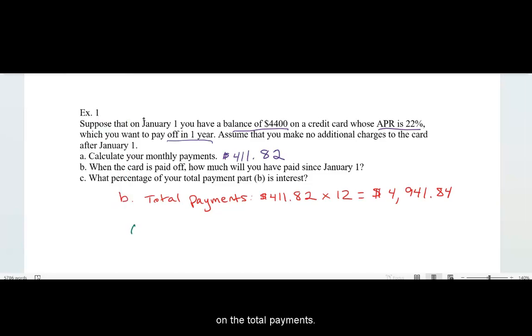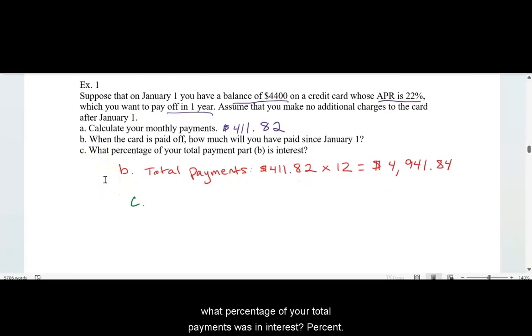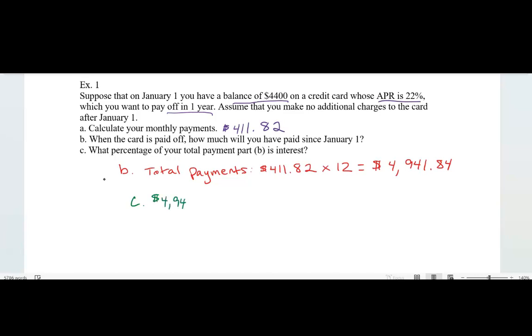All right, so that's how much we spent on the total payments. Now, C says, what percentage of your total payments was in interest? First thing I have to do is figure out how much was in interest. Remember, interest is the total amount you paid minus what was originally owed, which was the $4,400. That's going to tell us how much was paid in interest. And this gives us $542.